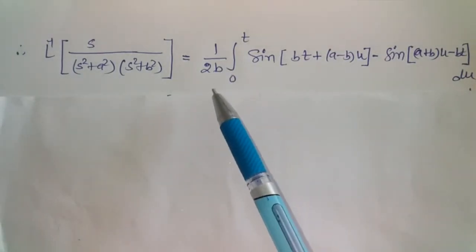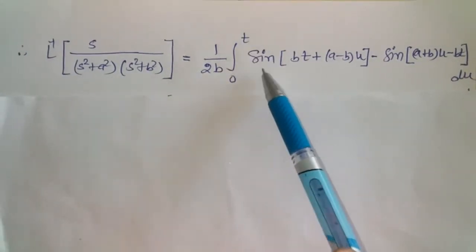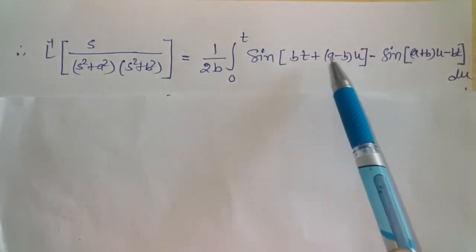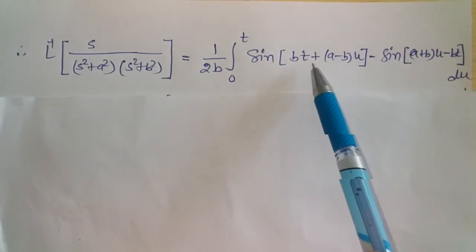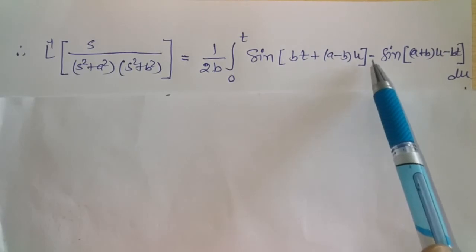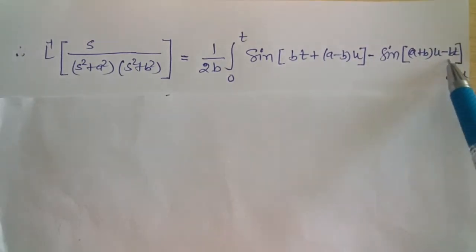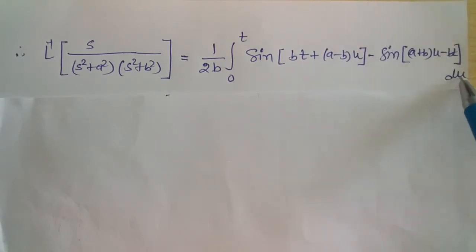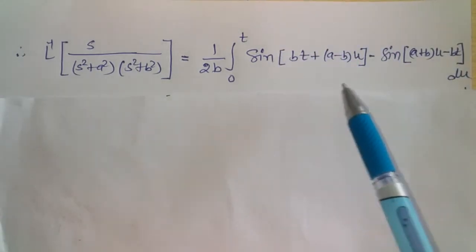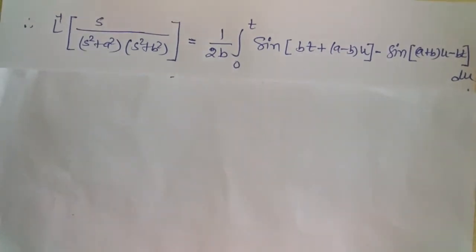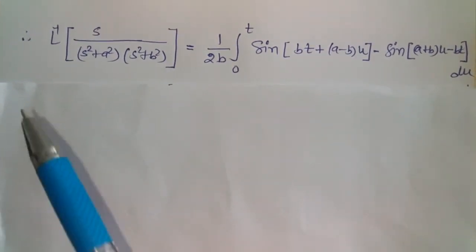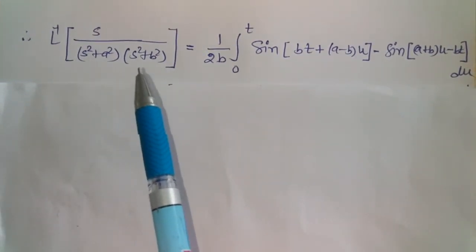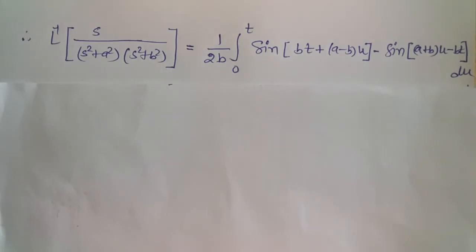1 upon 2b constant as it is, integral from 0 to t of sin (a plus b gives bt plus (a minus b)u) minus sin (a minus b gives (a plus b)u minus bt) du, integration with respect to u, which is the inverse Laplace transform of s upon (s square plus a square) into (s square plus b square).